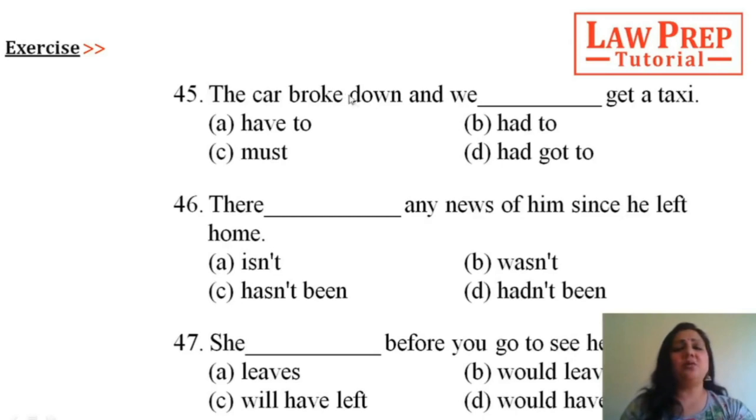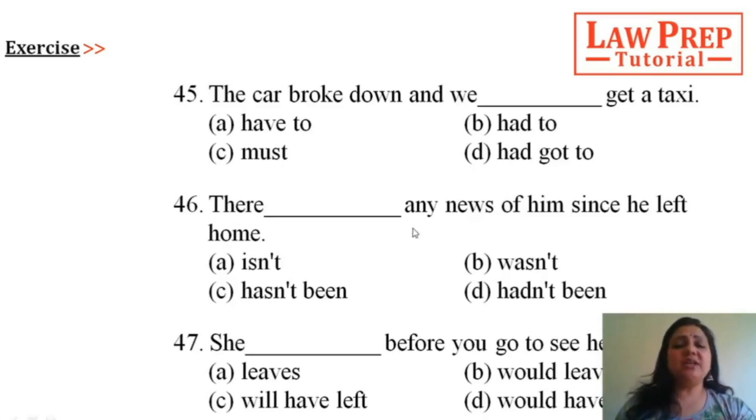The car broke down and we had to get a taxi. "Must" is compulsory. We had got to, we have to, we had to. Since it's a simple past, the rule is simple past. I do agree that I talked of simple past being combined with past perfect or past continuous, but when there's an "and" case, simple past is combined with another simple past. So simple past and simple past: the car broke down and we had to get a taxi.